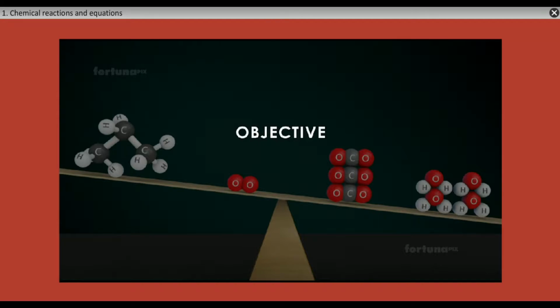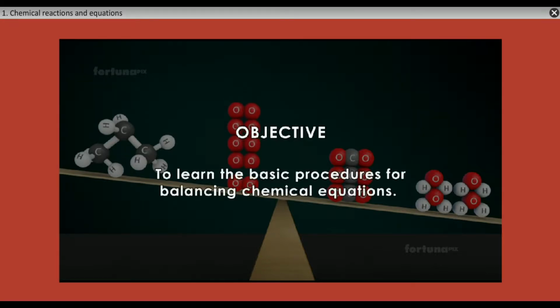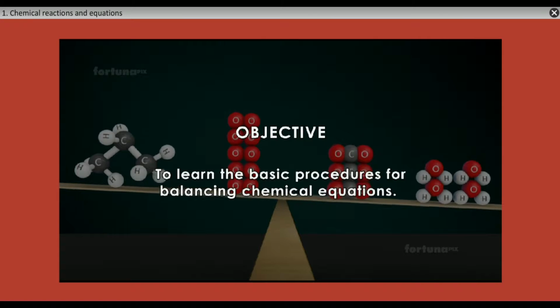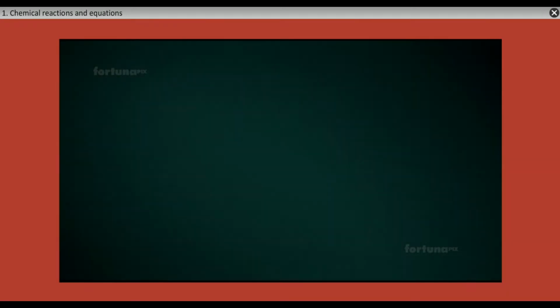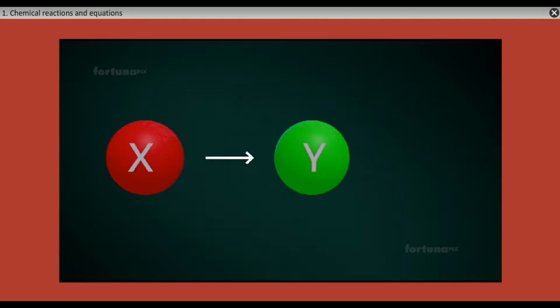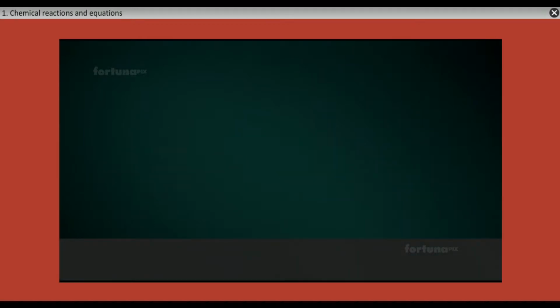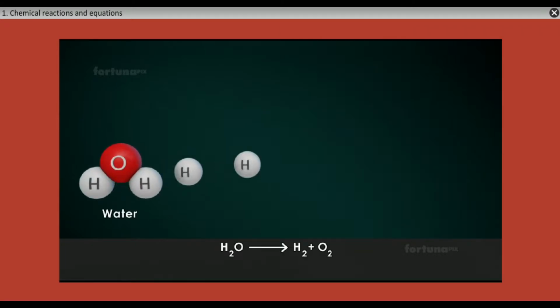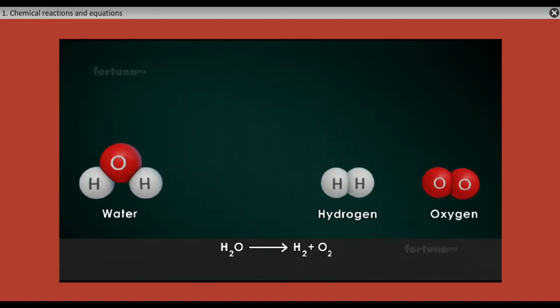Objective: to learn the basic procedures for balancing chemical equations. A chemical equation is a specific, representative statement about a chemical change. As an example, let's take a look at a representation of the decomposition of water into hydrogen and oxygen.